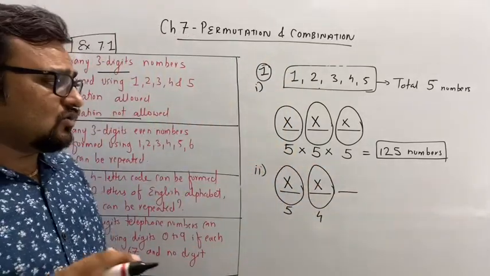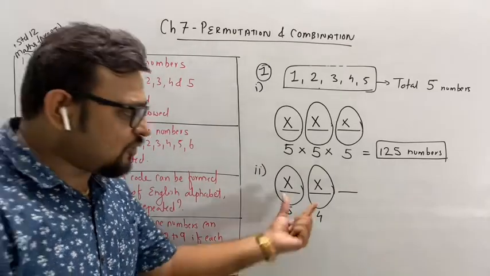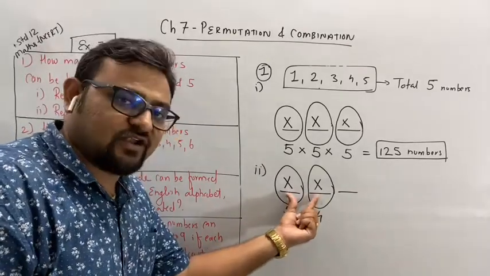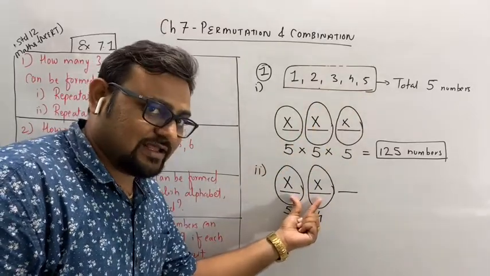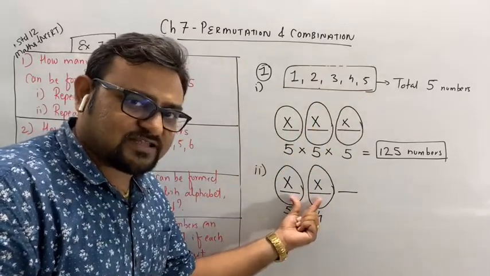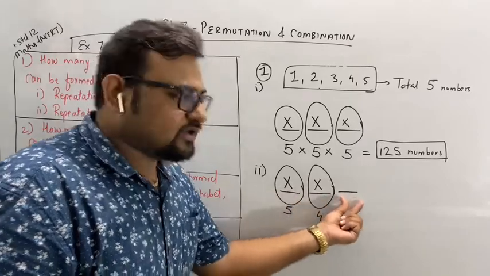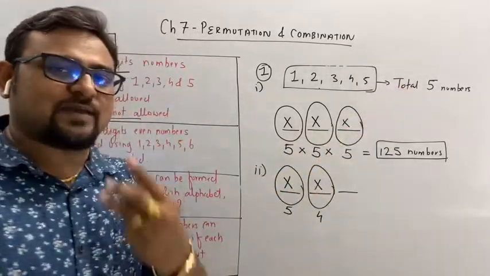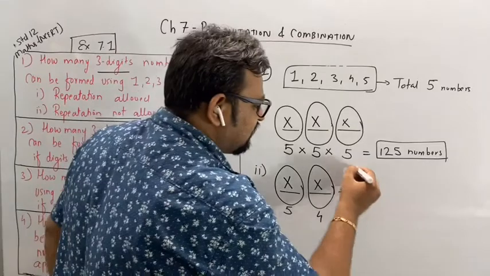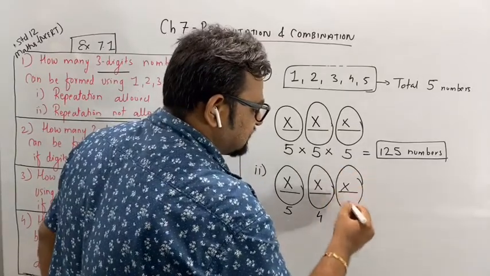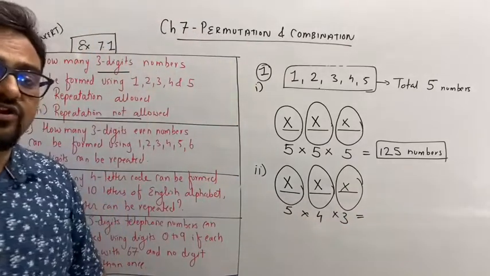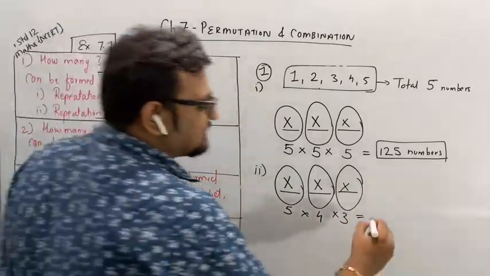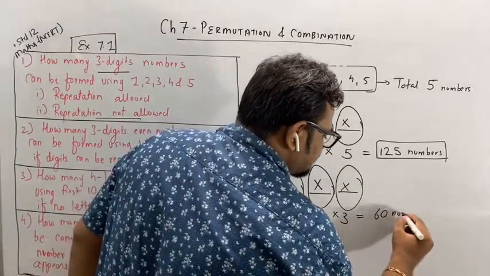Clear? Now, how will you deal with the next? How many places are filled? 2 places are filled. Means from this 5, 2 numbers are selected. Whichever the 2 numbers are there, you cannot put it here. So 5 minus 2, now I am having 3 options for this place. So I fill that also. So total number 5 into 4, 20 into 3, 60 numbers.